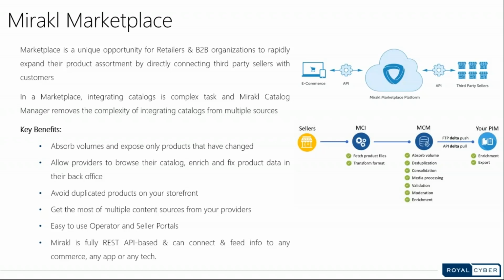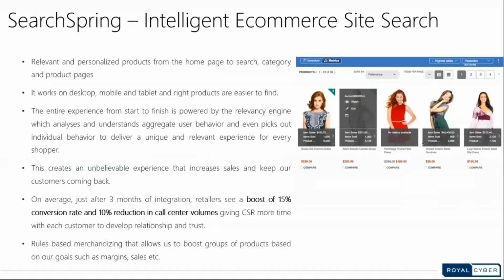So basically, Marketplace provides Mirakl Catalog Manager, which removes the complexity of integrating catalogs from multiple sources. Next one is a SearchSpring add-on, where we can create our intelligent e-commerce search channel and relevant, personalized products from different pages to search categories and product pages as well. It works on desktop, mobile, and tablet, and right products are easier to find.